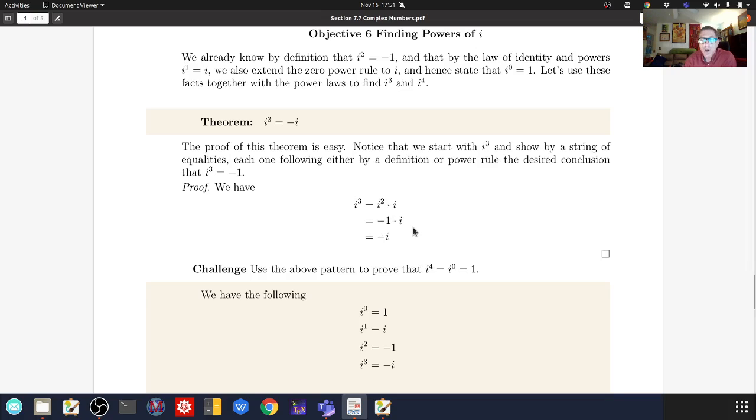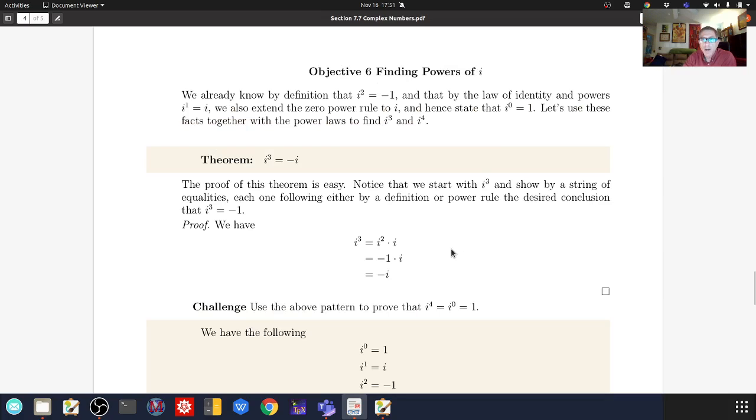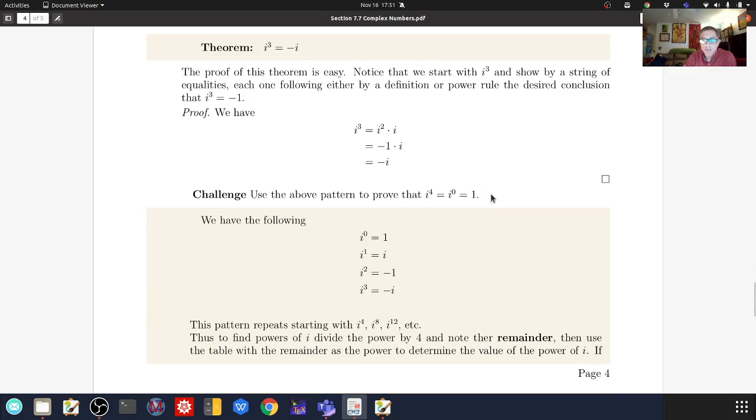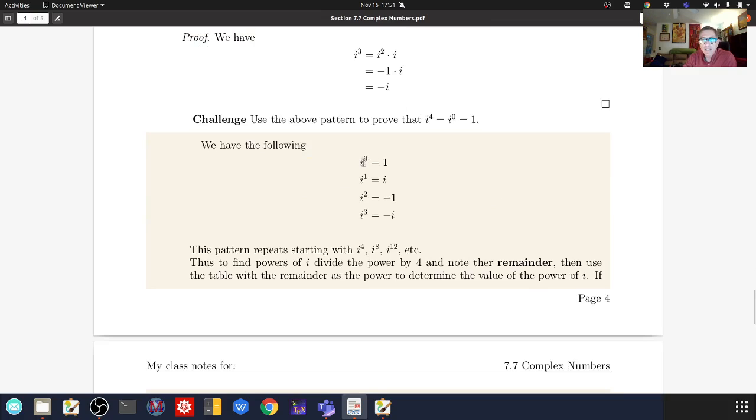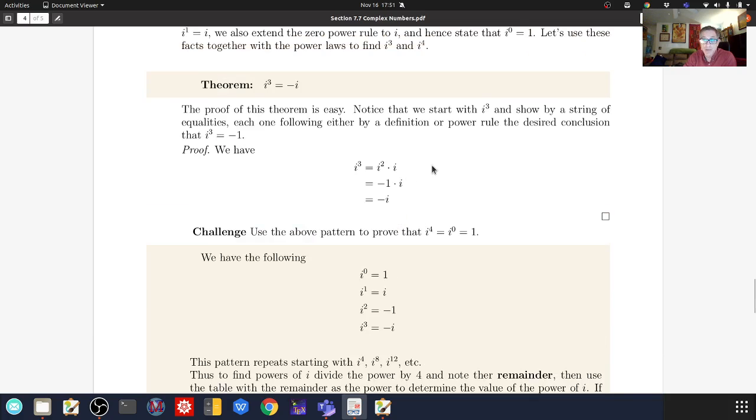So we have the following rule I'm going to add. I'm just going to declare that i to the 0th power is just like anything else, equal to 1. So we have the following. i to the 0th is equal to 1. i to the 1st is just equal to i. i squared is equal to minus 1 by definition. And i cubed is equal to minus i. I just proved it right there.